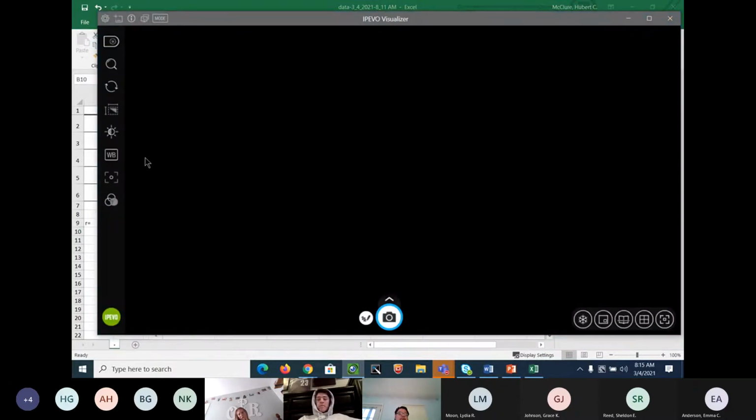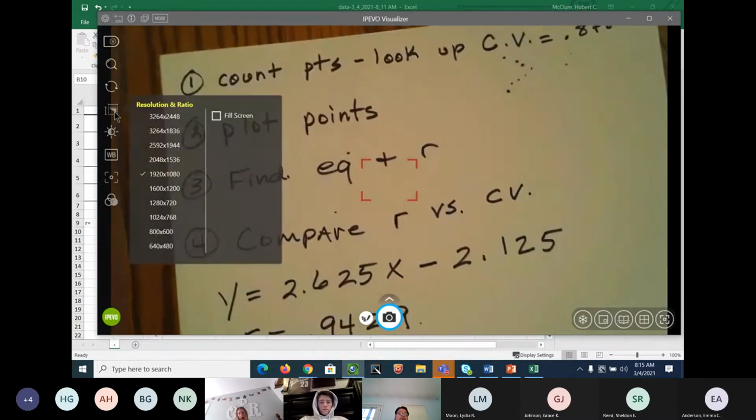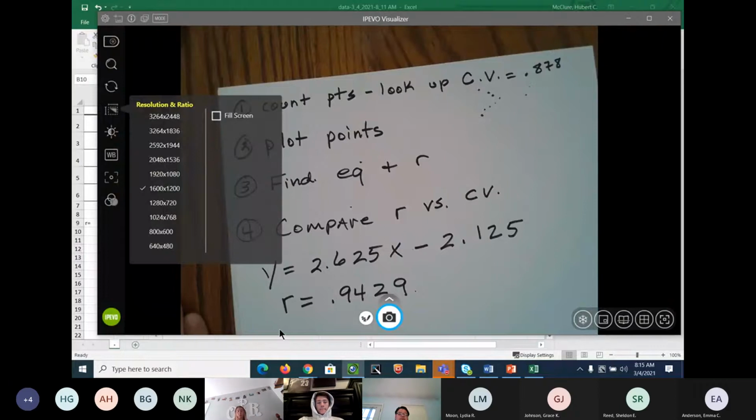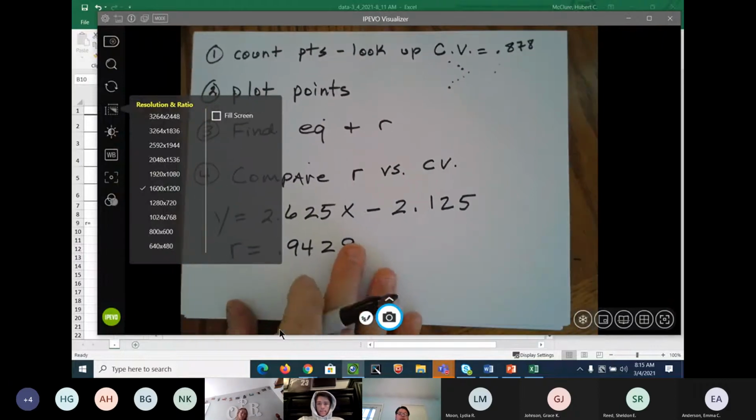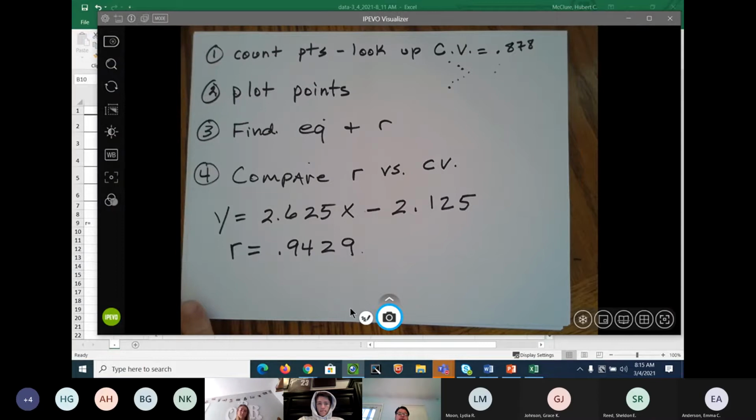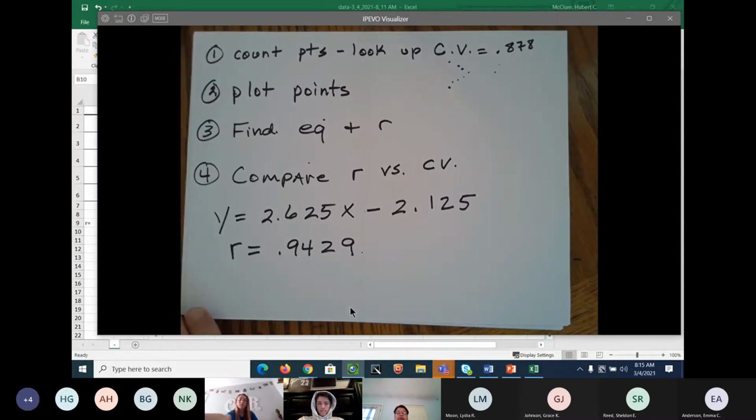So here's what I'm doing. There you go. So for those of you that have no idea what we're doing, I don't know how you would have no idea, but we do have people that act like we're still in the first week of class. There you go. Count points. Look up the critical value. Plot your points. Find equation and R and compare R versus CV.